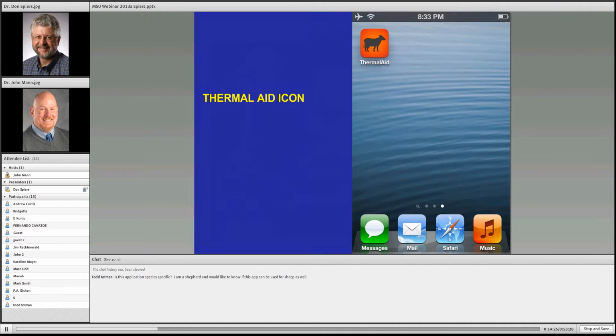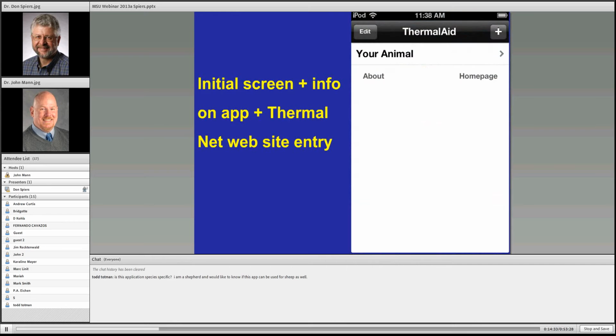When you download the app, you're going to see this icon that's shown here as Thermal Aid. When you open that up, you're going to come to the very first page. The initial page shows you, first of all, information on the app. If you click to About, it'll give you the information on that app. If you click on Homepage, you'll actually be directed to the website where you'll get additional, more detailed information on heat stress and how to relieve that heat stress.